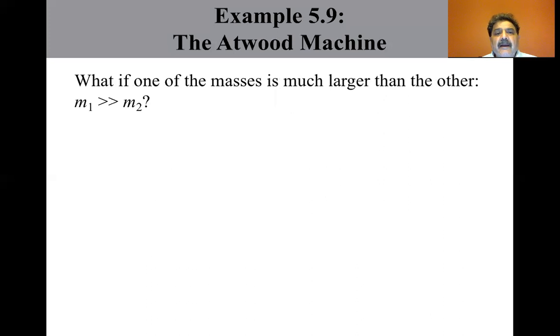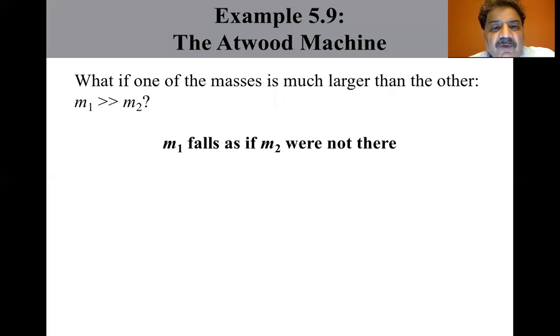Okay. What if one of the masses is much larger than the other? m1 much greater than m2. In the case in which one mass is infinitely larger than the other, we can ignore the effect of the smaller mass. Therefore, the larger mass should simply fall as if the smaller mass were not there. m1 falls as if m2 were not there.